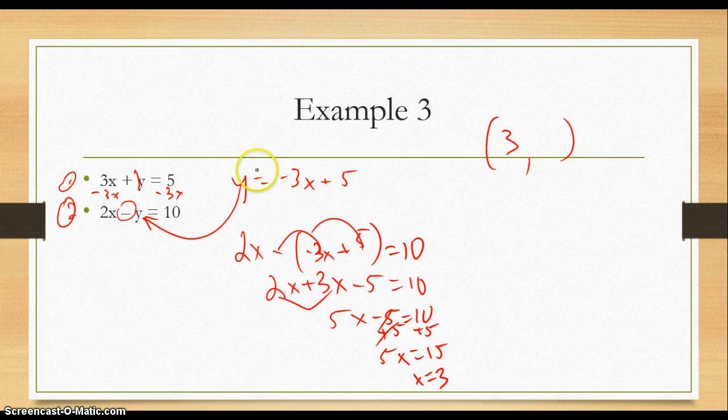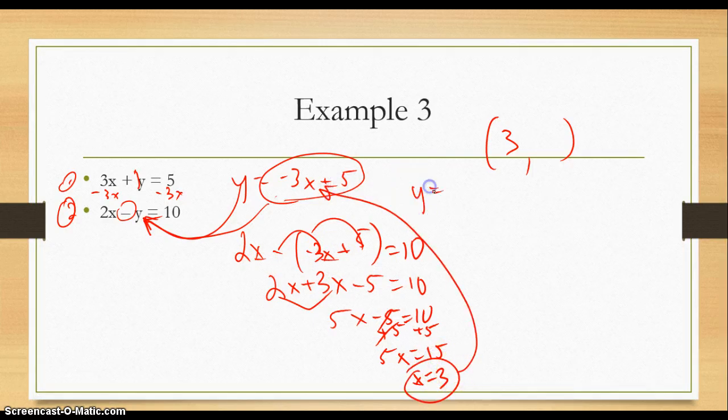So again, step 1, see which one has a coefficient of 1. Solve for that one. Get that variable alone, which we did here. Step 2, plug in what that variable equals into the second equation's variable. And then solve for that opposite variable, which we did. We solved for x, got x equals 3. Now we're going to plug x equals 3 into the equation that we created. So y equals negative 3 times 3 plus 5, which is negative 9 plus 5, which is negative 4.